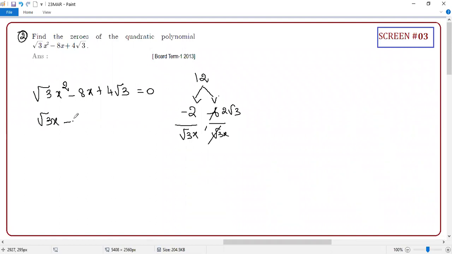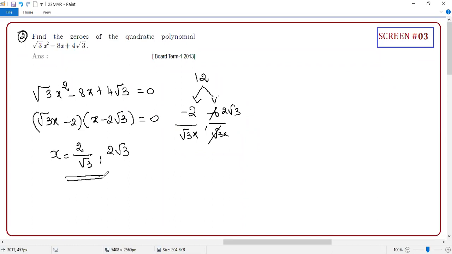So can we write the answer now? Root 3x minus 2, one factor. x minus 2 root 3 is the other factor, equal to 0. What is your answer? x equals what? 2 by root 3, one answer. 2 root 3 is the other answer. Any doubt from anyone? Quickly.